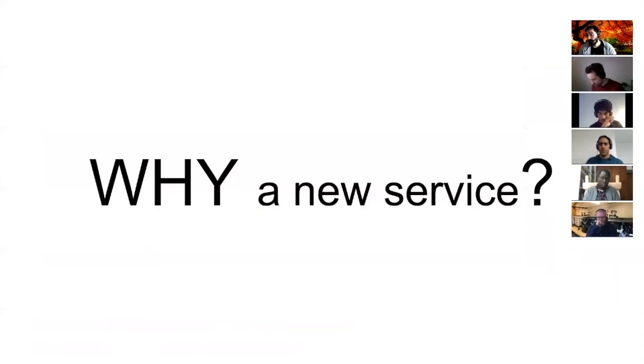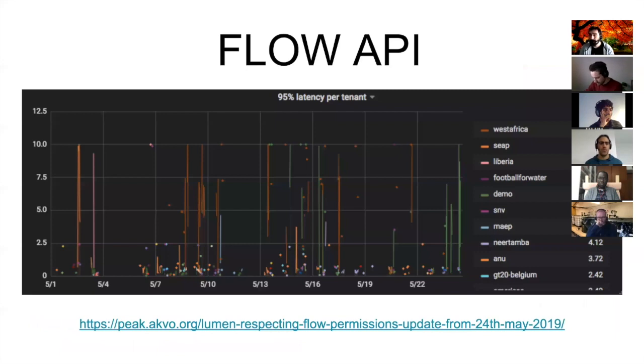Now, the question is why a new service? Why are we building a new piece of code instead of trying to reuse one of the other things? We actually built this thing in Flow API already, but when we put it into production, it was very, very slow. So that's why we are not using Flow API.